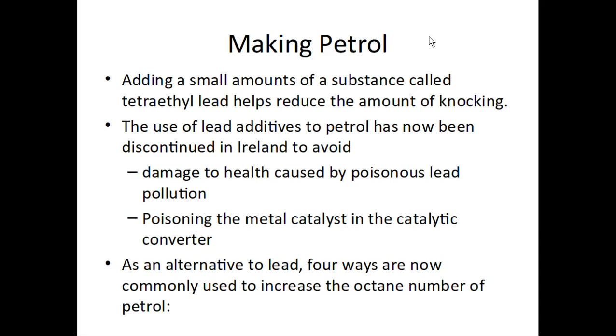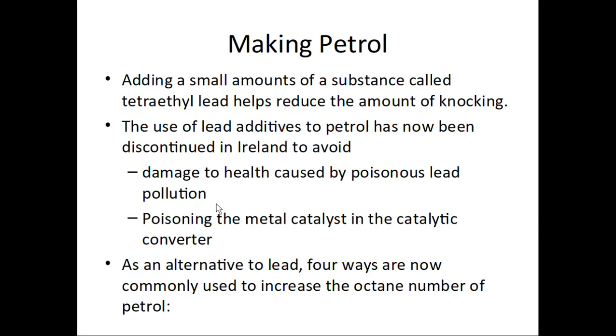So first of all, petrol, when you're making it, first thing that we can do to help reduce the amount of knocking is by adding a substance called tetraethyl lead. Now the addition of lead has been stopped. It's illegal in Ireland because of the health impacts lead can have. So it can damage health because it's poisonous.